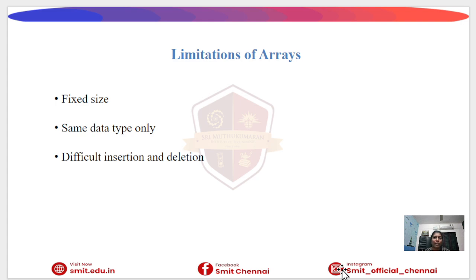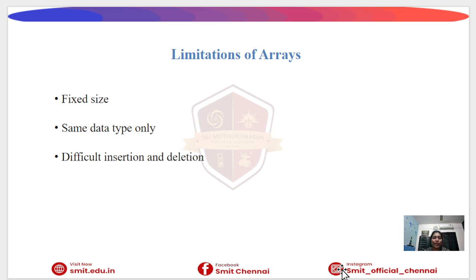Then the limitations of arrays. What do limitations mean? Arrays are not perfect. Their size is fixed. If we change the size, the compiler will not notice that, and the system will misbehave. This is the main limitation of arrays.